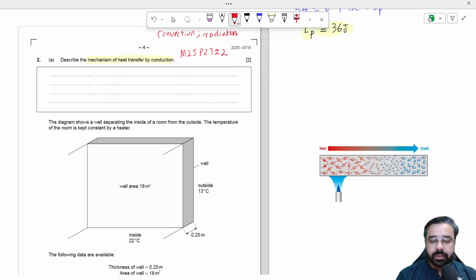In conduction, the thermal energy is transferred due to the physical interaction of one particle with another particle, or due to the physical interaction between one object and another. To explain this, I have shown this diagram where you can see that this part of the rod has particles with relatively higher energy because we are delivering heat to this part.